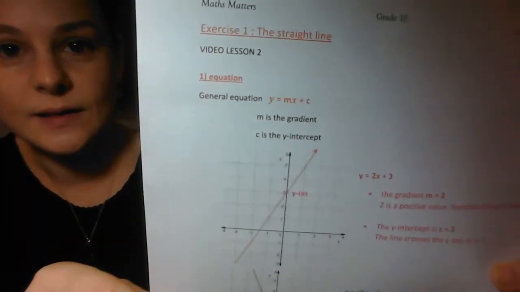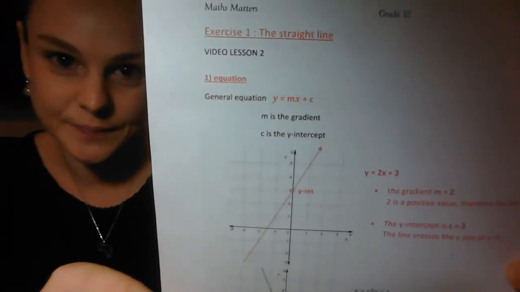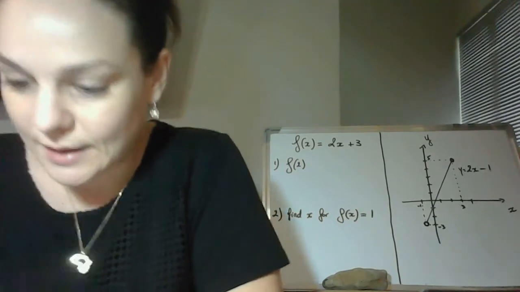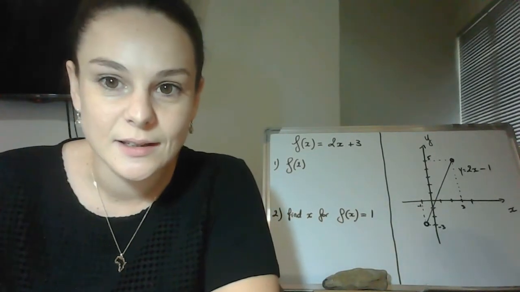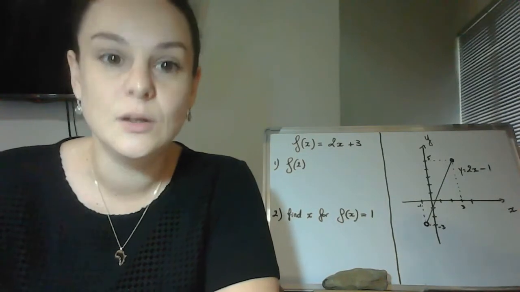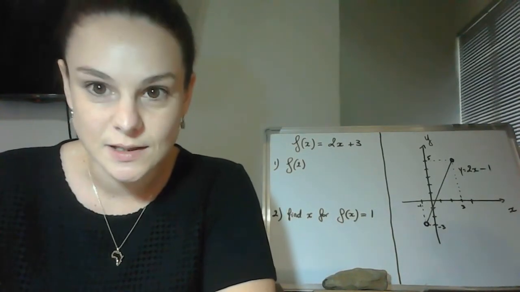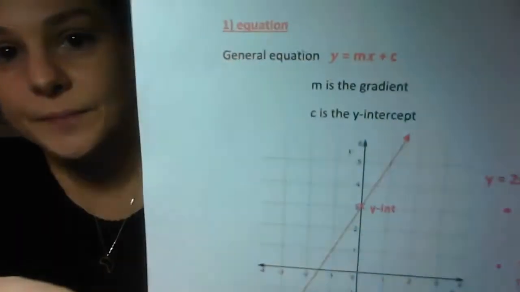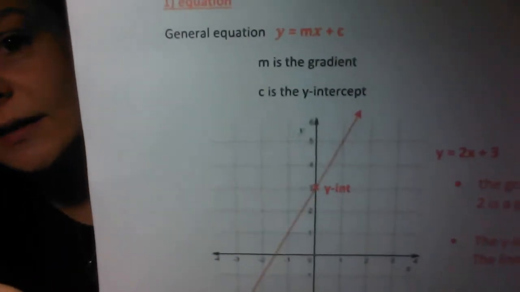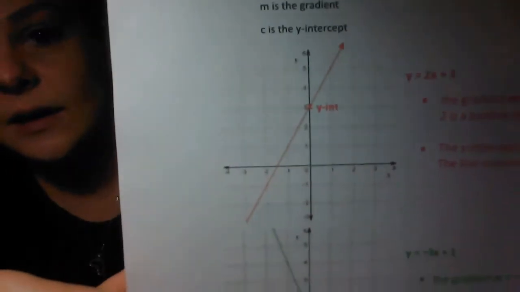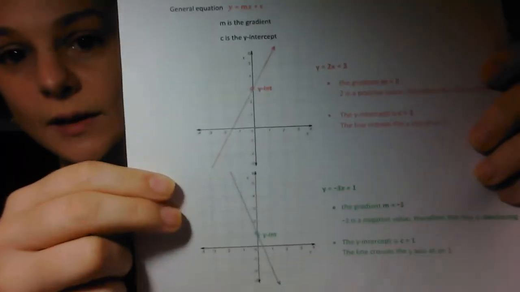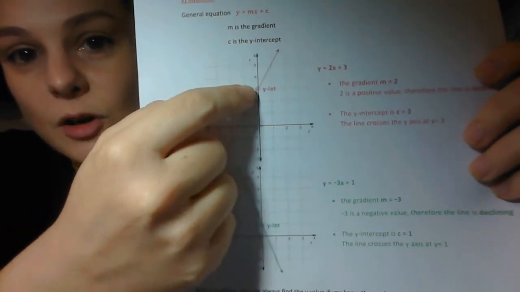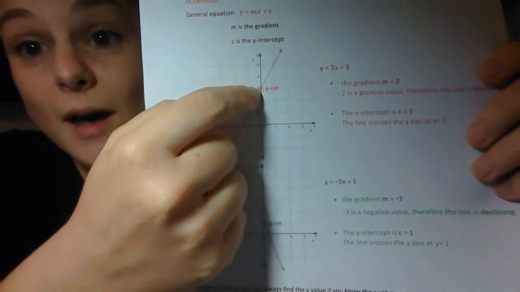Alright, so here, exercise 1, the straight line. We already saw that a straight line is one function and the equation of a straight line is always y equals mx plus c. The m is the gradient, and the c is the y-intercept. That is something you should know already. A straight line has a gradient and the point where it crosses the y-axis is the y-intercept.